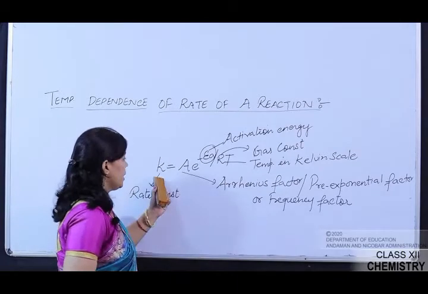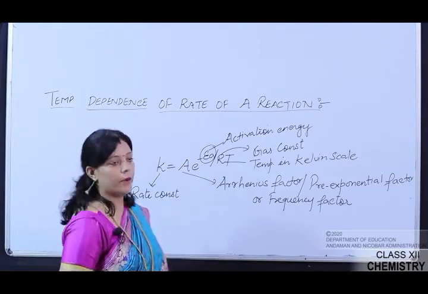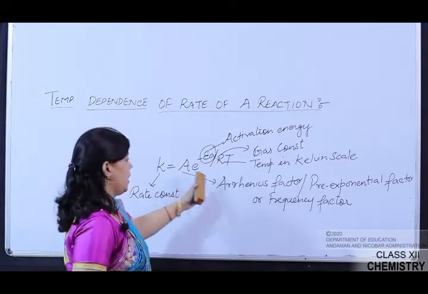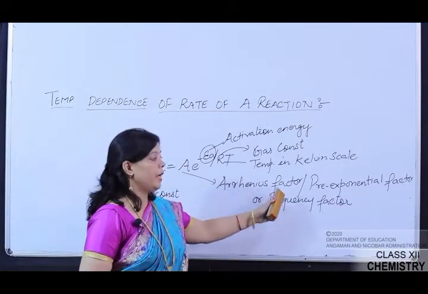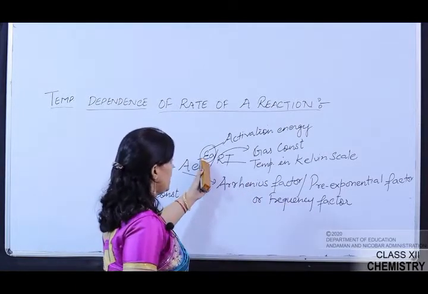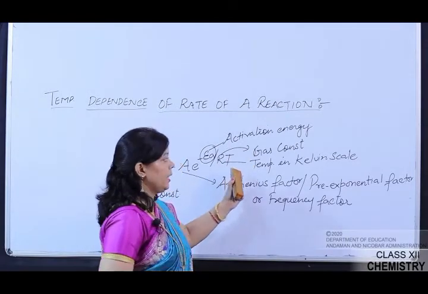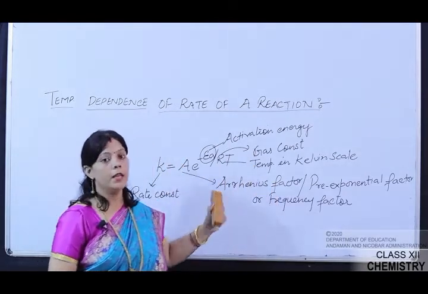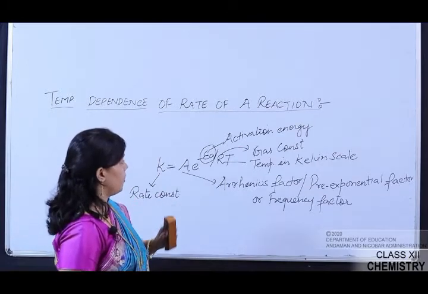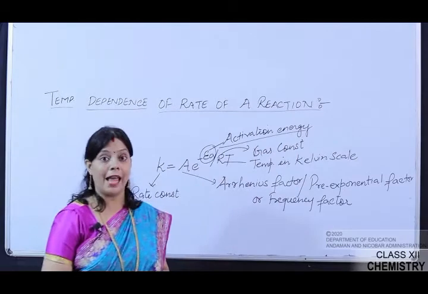reaction, and the Arrhenius equation is k, the rate constant, equals A e raised to power minus Ea by RT. This A is the Arrhenius factor or pre-exponential factor, or frequency factor. This Ea is the activation energy, R is the gas constant and T is the temperature in Kelvin scale. Okay, after that I am going to discuss what is the activation energy. What is activation energy?